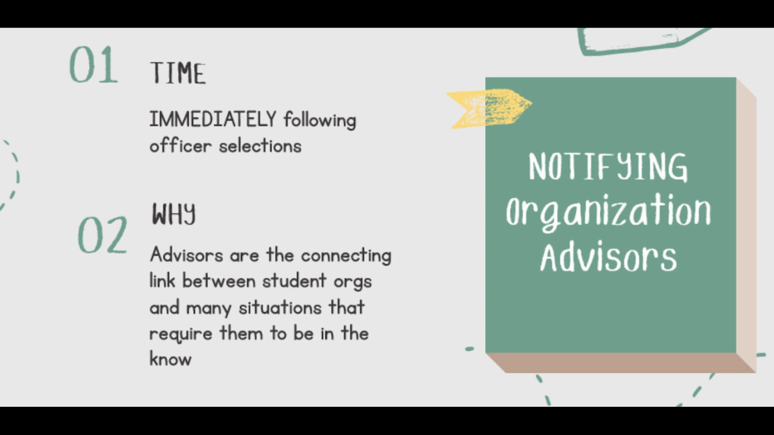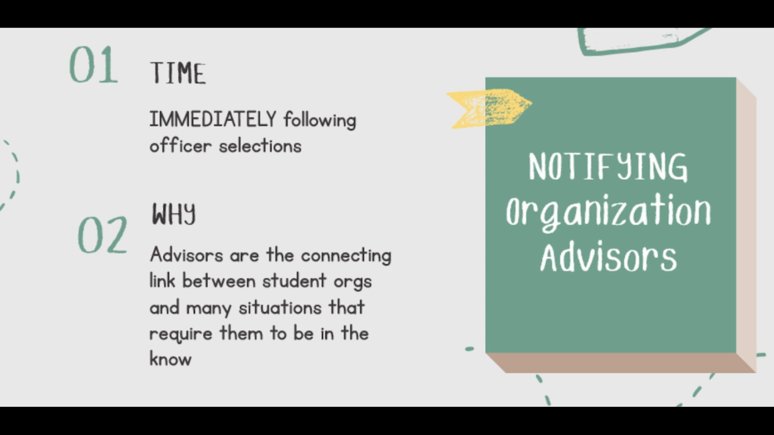So, first things first, notifying your organization advisors. When? Immediately following officer selections, if they're not a part of that meeting or are not already in that communication. Make sure that immediately after new officers have been selected, you email and let your organization's advisor know. And why? Advisors are really the connecting link between student orgs and many situations that require them to be in the know.